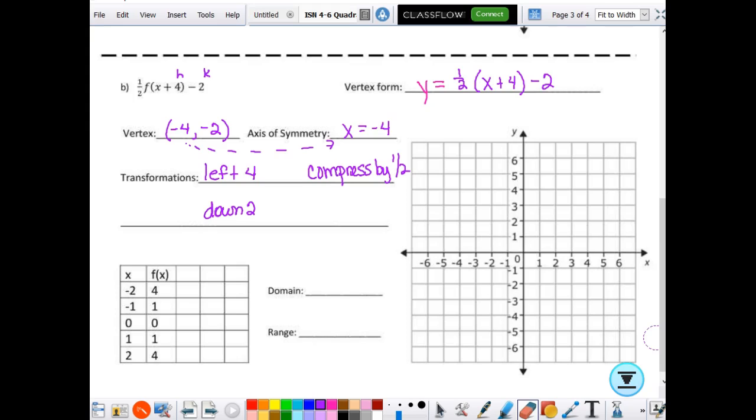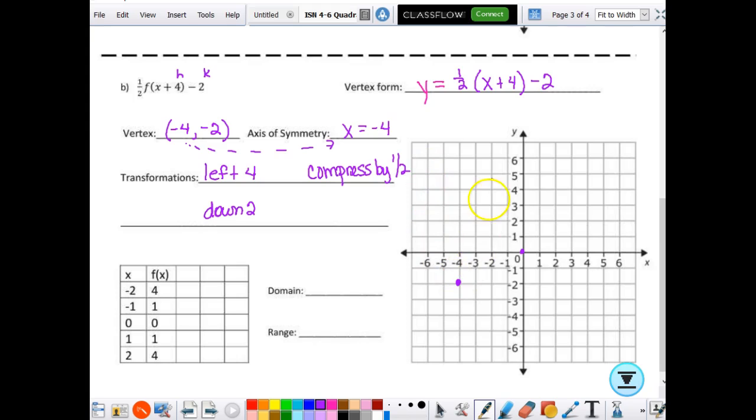Okay, so now we got to graph this thing. I'm going to graph the vertex first: -4, -2. You've got a couple of options. You can just look at your vertex, if you got it written correctly, that will work. Or I could say my original vertex was here, so I need to go to the left 4 and down 2. So you've got a couple of options for getting that vertex graphed.